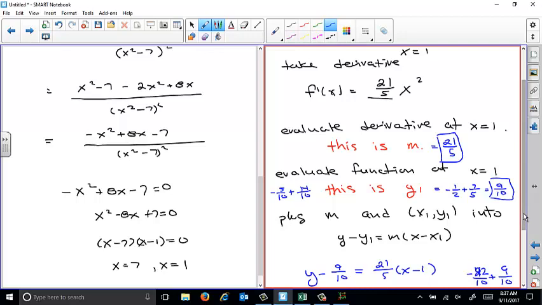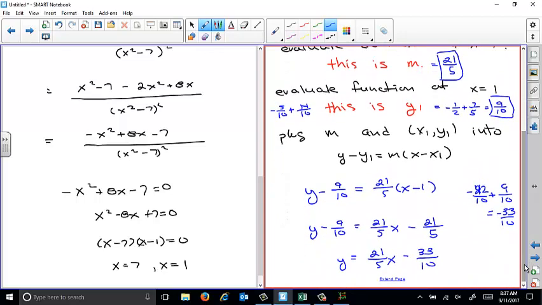X equals 1 is your x coordinate. So you stick those into your point slope form of the linear equation. And then you multiply out the right-hand side. 1 times 21 fifths, and negative 1 times 21 fifths is negative 21 fifths, which is 42 tenths. So you get negative 42 tenths, and then you add 9 tenths, because you're moving that to the other side. So negative 42 plus 9 is negative 33. So that's how that all works out. Hopefully you saw where you went wrong.